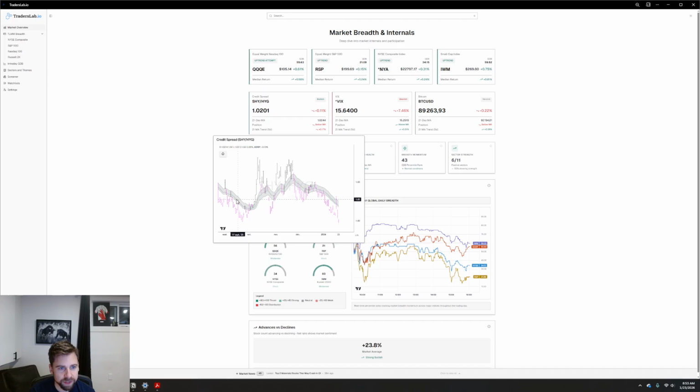We are retesting the September low on the credit spreads, and that's kind of the same picture, right? Spike into declining structure, rejection, new low. We're right at the same place after the same type of action.